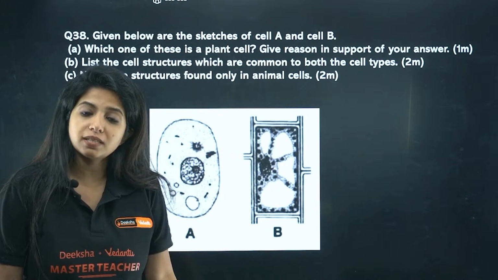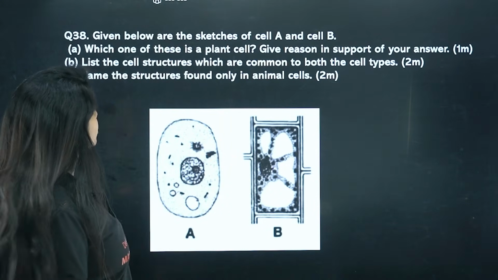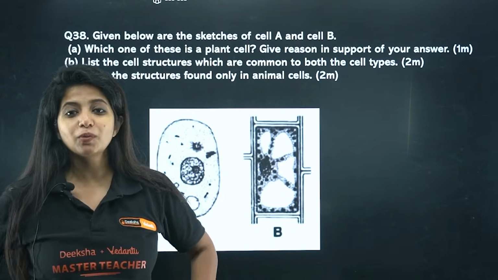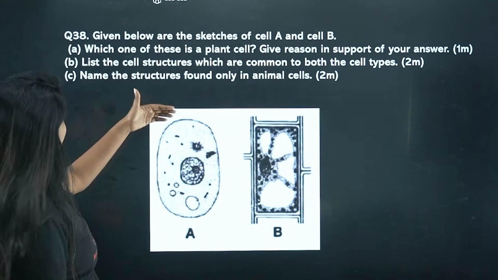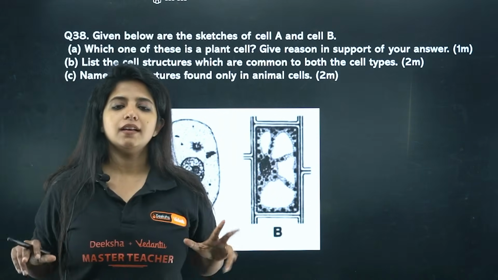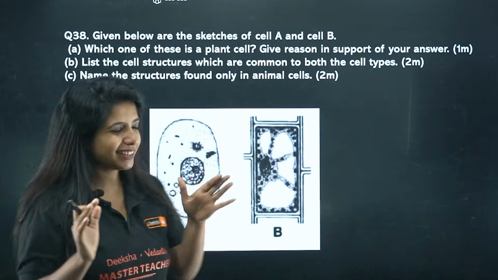Apart from it, what is something that is... okay, you have been asked what is common, right? And I'm talking about what is not common. So I directly jump into this thing. Name the structures found only in animal cell. Okay, so just a second. We'll talk about what's common. That is even better.